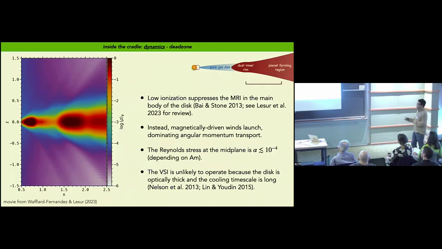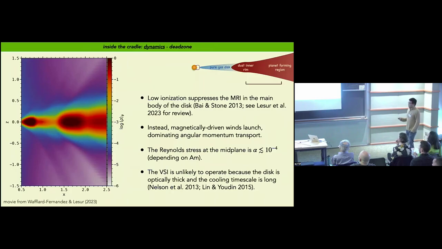So if you measure the stress or alpha parameter in the midplane, that's pretty low. It's not as low as 10 to the minus 7, but also it depends on what kind of ambipolar diffusion number, a parameter in this setup that you need to assume. But it's pretty small, 10 to the minus 4. Again, this turbulence level will become important in the last part of my talk.